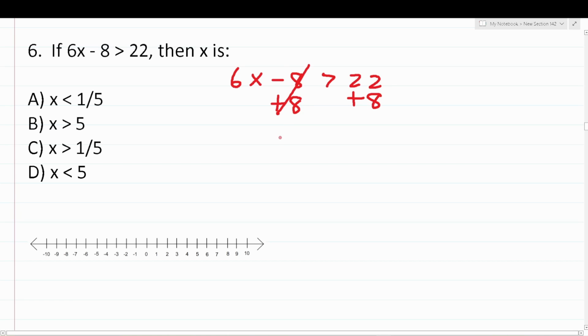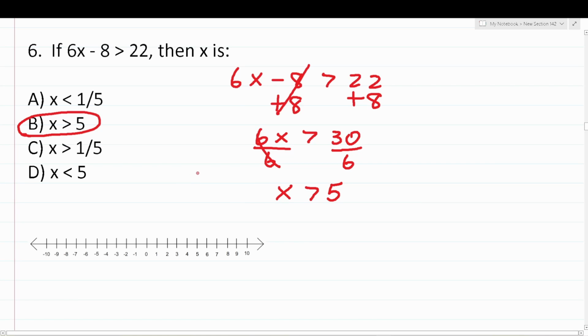In doing so, we get to cross those out. That leaves us with 6x is greater than 22 plus 8, which is going to be 30. Now, to get x by itself, we're going to divide both sides by 6. This crosses out, leaving you with x on this side. 30 divided by 6 is simply 5. So our solution is x is greater than 5.